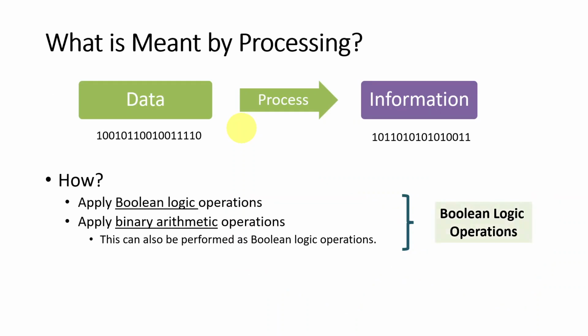So we already discussed that when we say process, the binary values in your data are converted into another set of binary values by applying, ultimately, Boolean logic operations, because even the arithmetic is ultimately a set of Boolean logic operations. Now let's see how we do this processing.